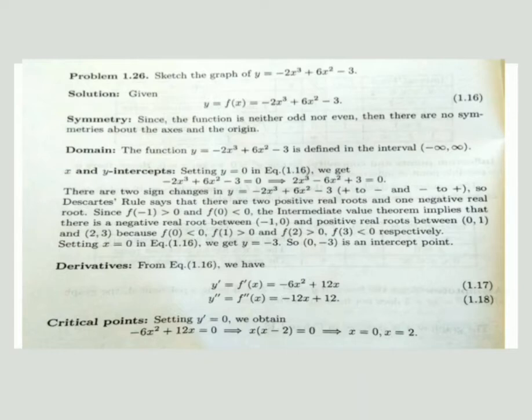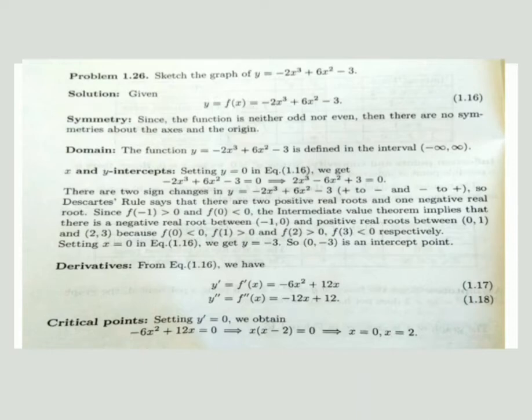So we will obtain minus 2x cube, that is 2x cube minus 6x square plus 3. So that will be now two changes again, plus 2 minus, minus 2 plus. So again by the discussed rules, there are two positive real roots and one negative real root, we can say that. Since f of minus 1 is greater than 0 and f of 0 is less than 0, those are the 2 points here.